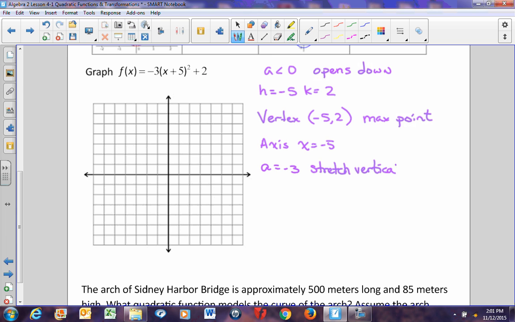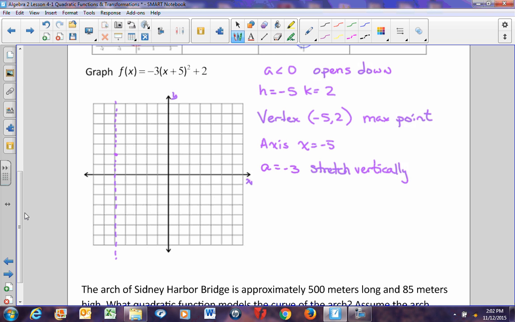Now I could make an x and y table, but that's going to be really hard, and there are so many ways I can make mistakes, I don't even want to try it. So I'm just going to graph this knowing what I know. There's my x, there's my y. My vertex is at (-5, 2), so I'll graph that first. 1, 2, 3, 4, 5, 1, 2. There's my vertex. That is a maximum point. It's not going to go any higher than that. My axis of symmetry, right there. So there's my lovely axis of symmetry.